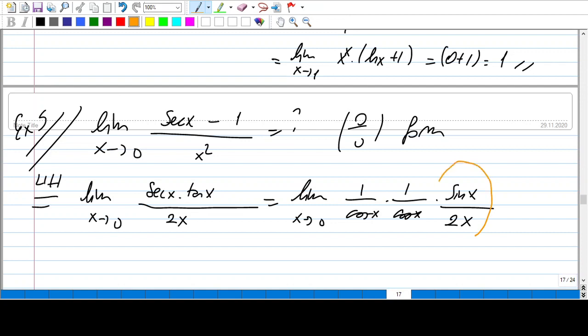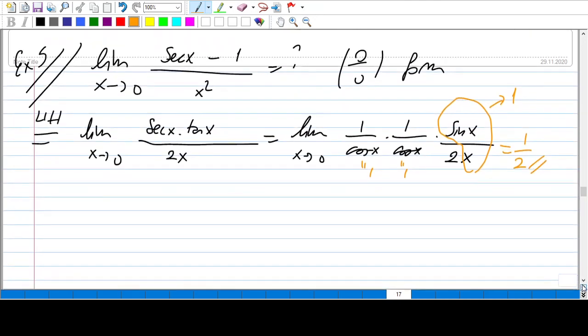This makes sense for us. This is 1. Limit x to 0, this is 1. So we have 1 over 2. Cosine x is, this is 1, again 1. So the result will be 1 times 1 times 1 over 2. So it is 1 over 2. Or you can apply L'Hopital rule again in the previous stage.